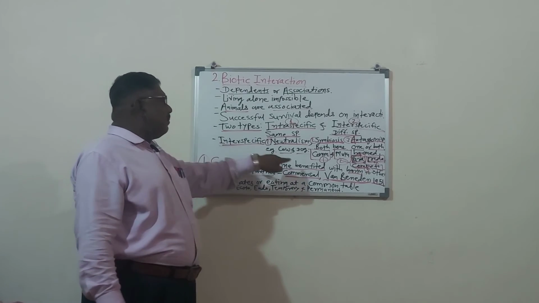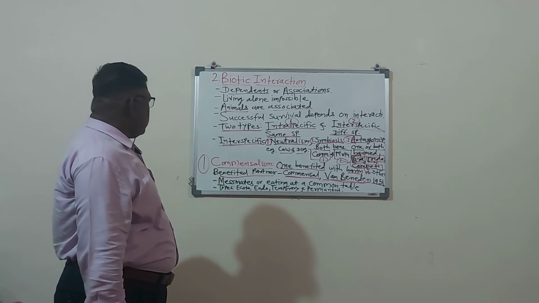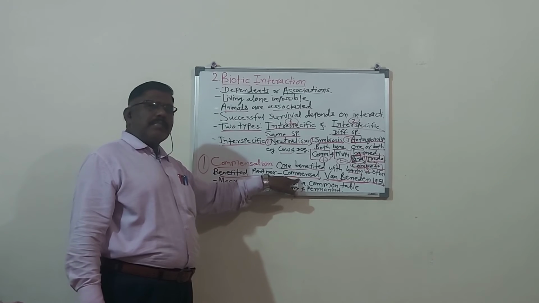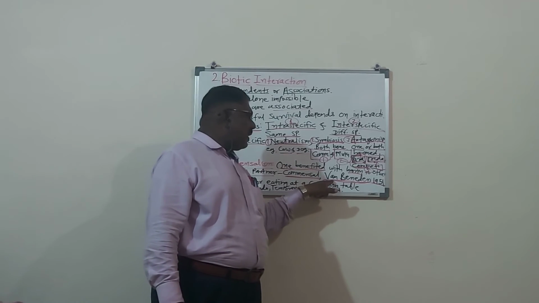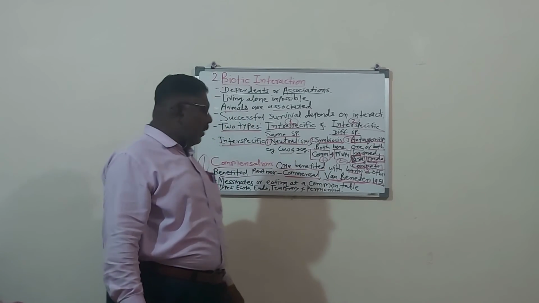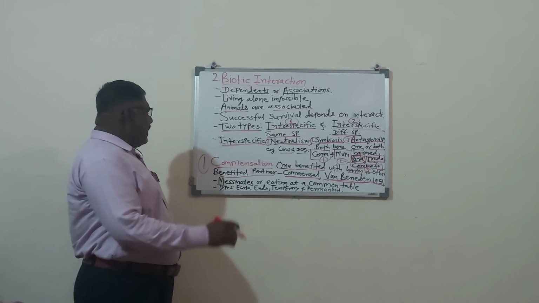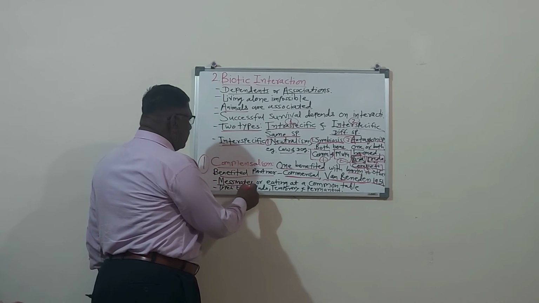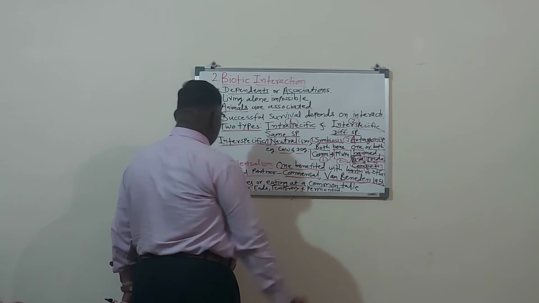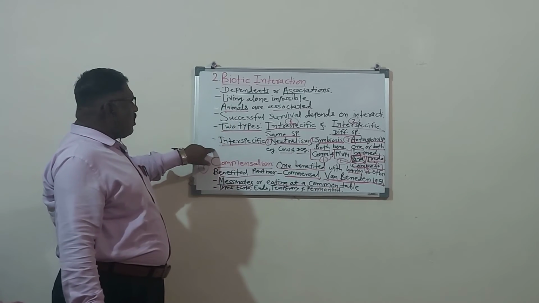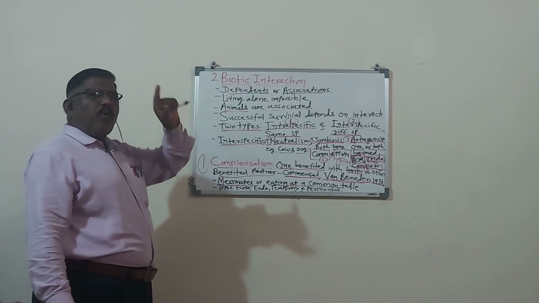In commensalism, one partner is benefited, the other partner is not benefited and not harmed. The benefited partner is called the commensal. And remember, this word commensalism was first given by Van Beneden in 1951. Now, this commensalism is just like messmates eating at a common table. Commensalism is of different types. Again, in commensalism, there are four types.